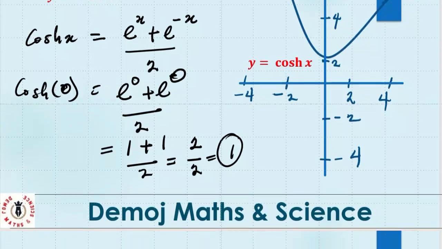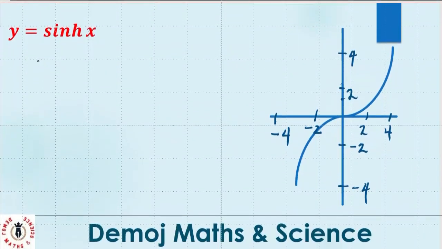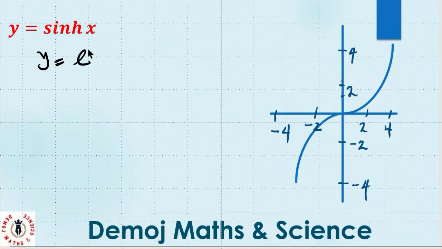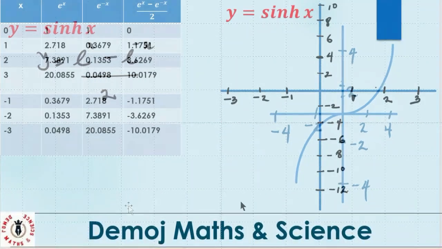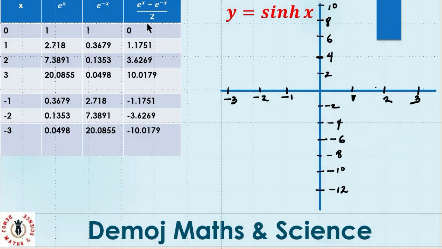Now let's look at the sinh of x. The sinh of x says that y is equal to e raised to power x minus e raised to power minus x, over 2. Let's look at the graph of the hyperbolic function where y is sinh of x. Now, we'll use the same table, but this time we are using the value of e raised to power x minus e raised to power minus x. Now, let's start from x equal to 0. It tells us that y also is equal to 0.